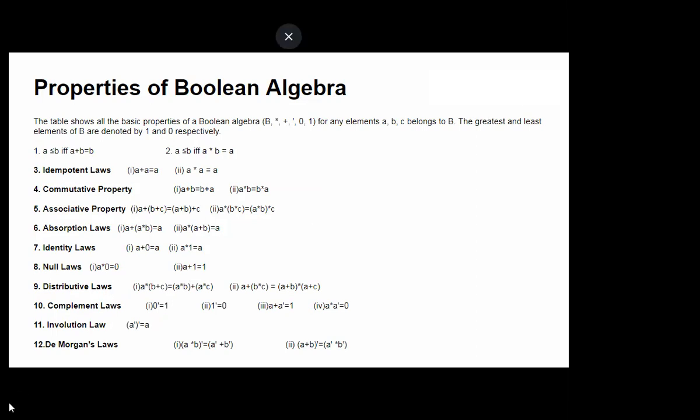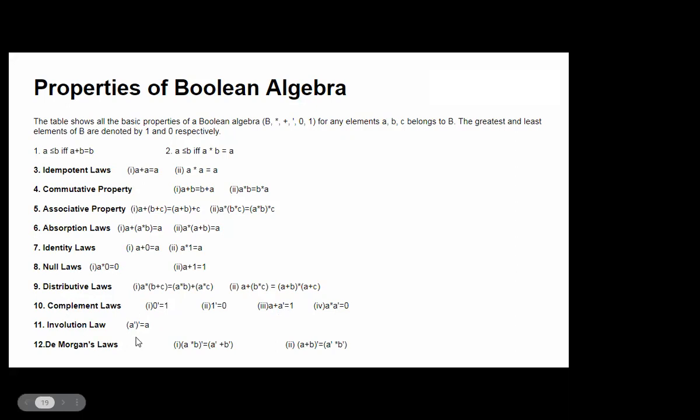Then distributive laws. What is distribution? A star (B plus C) is equal to A star B plus A star C. The star operation is distributed over B and C. Same here, A plus (B star C) is equal to (A plus B) star (A plus C). This plus operation is distributed over B and C. Then complement laws are there. 0 complement is 1, 1 complement is 0. A plus A dash, that is A plus A complement, is 1, and A star A complement is 0.